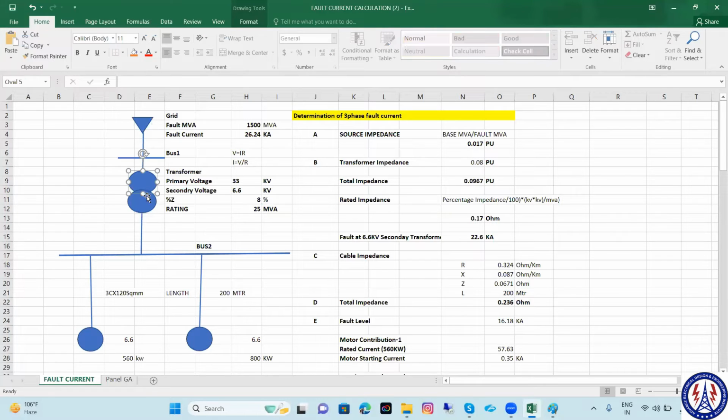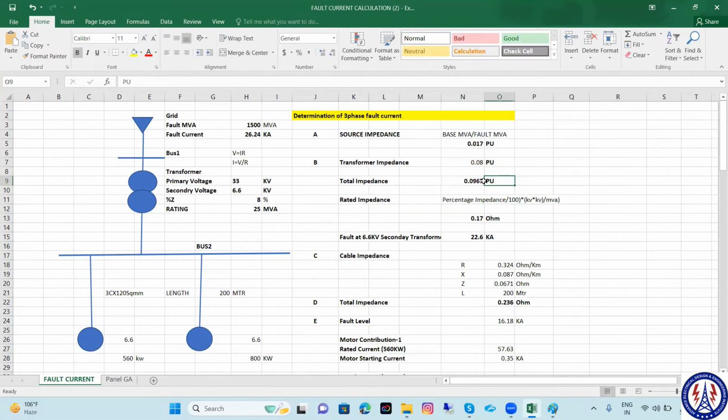Source impedance plus transformer impedance, right? So for source impedance, the formula is base MVA divided by fault MVA. Base MVA is the transformer MVA, and fault MVA is the fault level coming from the source. So this is in per unit. Now next is the transformer impedance, so it is 8% or 8 divided by 100. So total impedance will be source impedance plus transformer impedance.